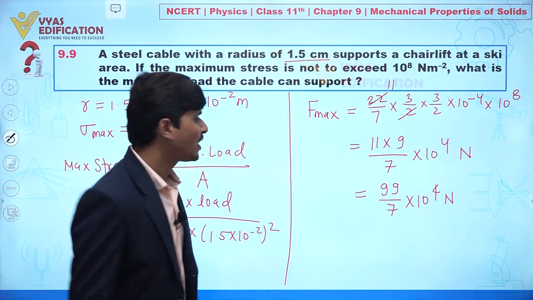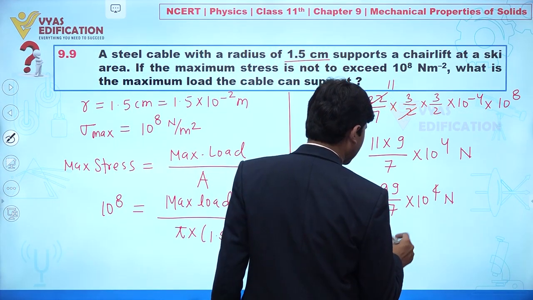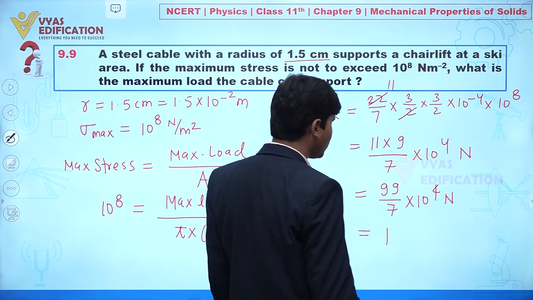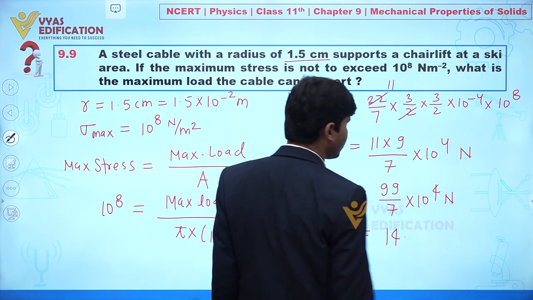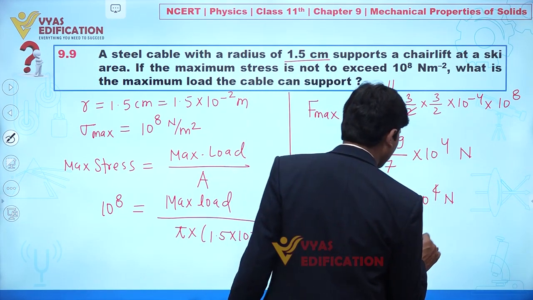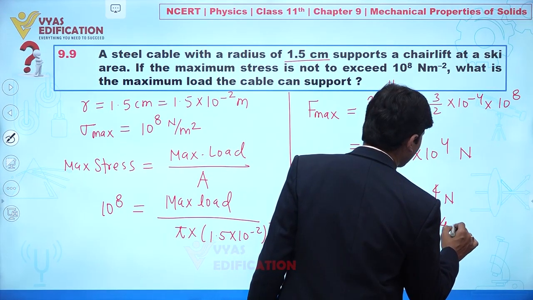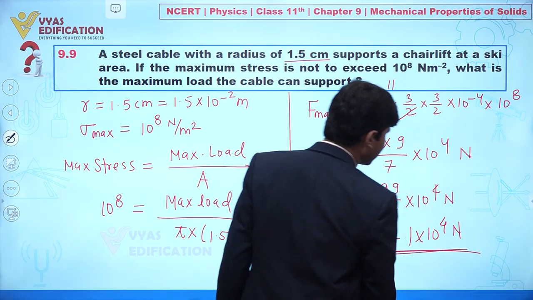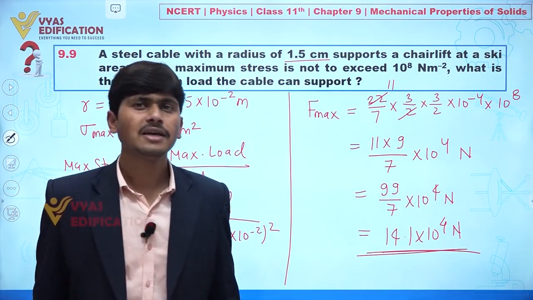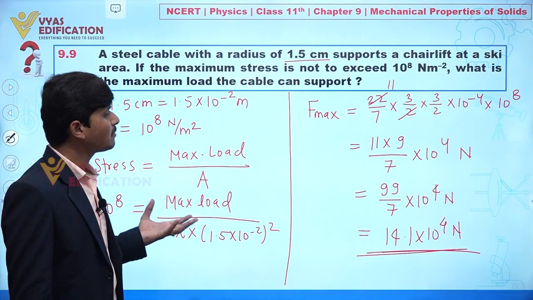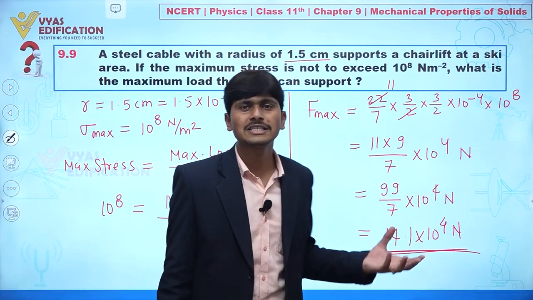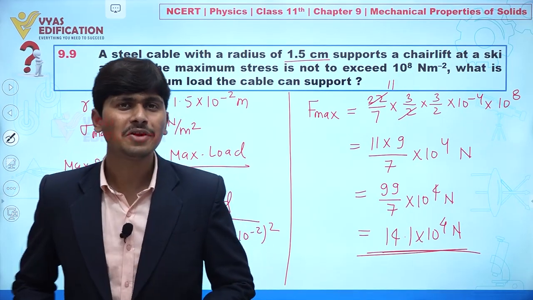Now if you calculate, you can give me the answer. This is 14.1 into 10 to the power 4 Newton. So we can say this is the maximum force that can be borne, or the maximum force that can be supported by this cable. Clear? So this is all about this question.